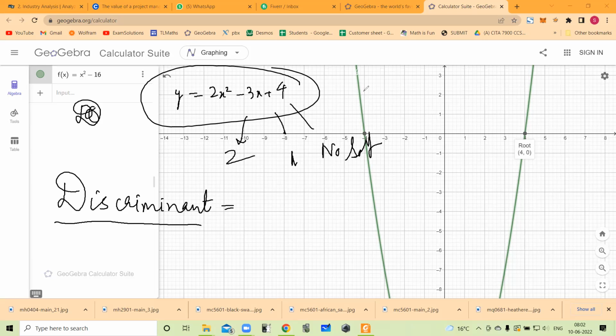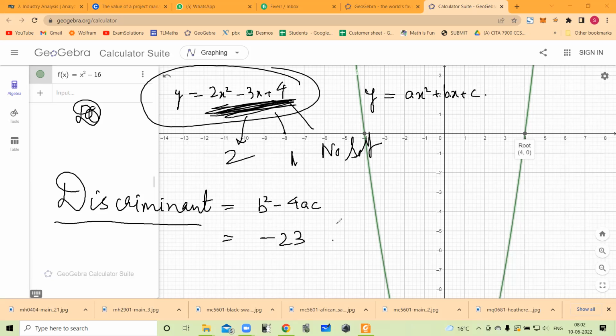We know that the general form of the equation is ax squared plus bx plus c, right? The discriminant can be calculated simply by b squared minus 4ac. Can you calculate b squared minus 4ac for this equation? Yes. 9 minus 32. How much is it? Negative 23. Negative 23, right?